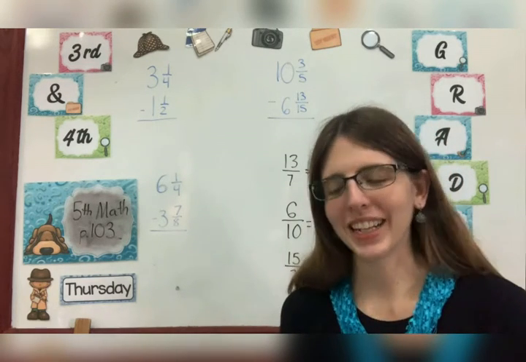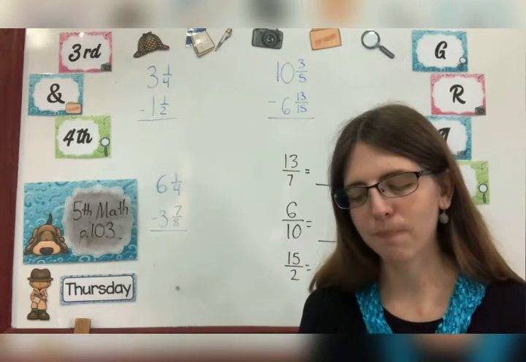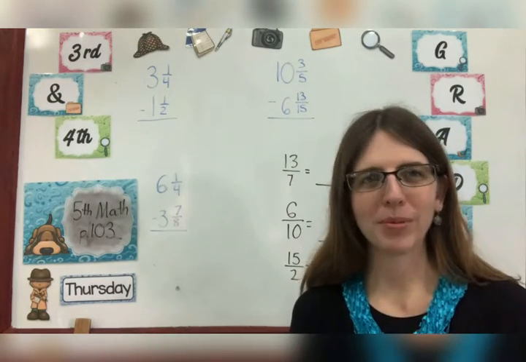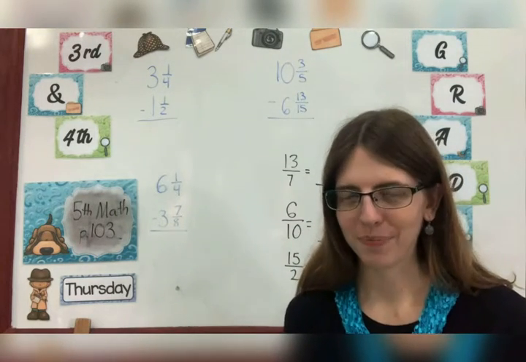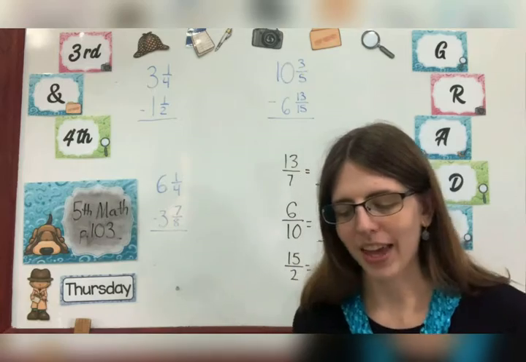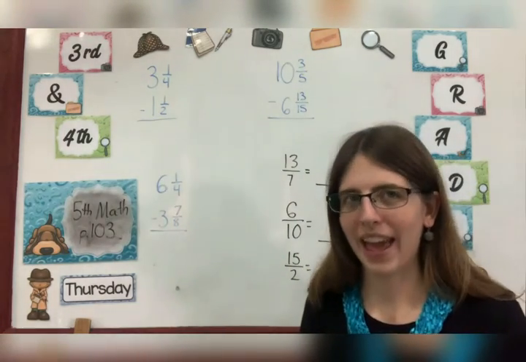All right, we're going to get started with exercise 1, which is subtraction after borrowing. You have 6 problems in this exercise. We're going to do 3 together and then you'll do 3 on your own. So the first one, letter A, is 3 1/4 minus 1 1/2.